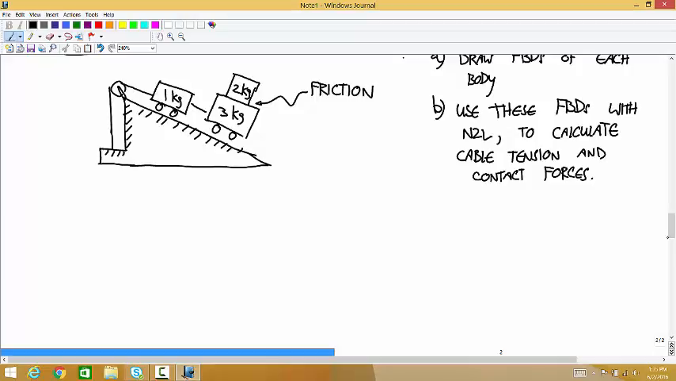Okay, so I'll just sort of work from left to right. First I'll do a free body diagram of the 1 kilogram cart. There's the weight. Over here there's a cable tension, so I'll call that T1. Since there's 2 separate cables, we're going to have a T2 also.